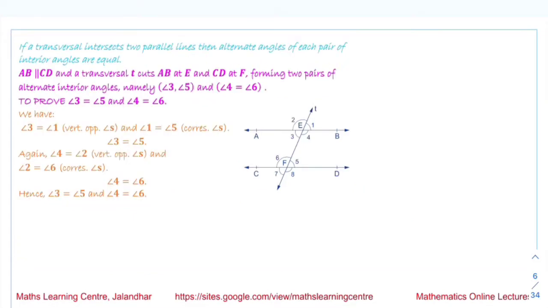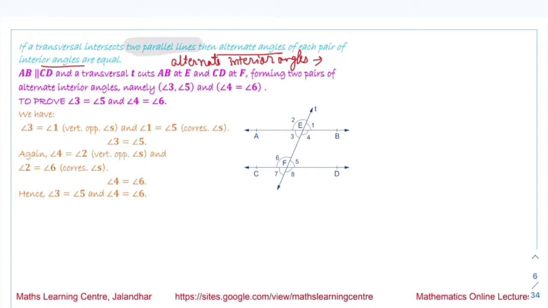The previous result was an axiom, we need not prove that. Now next is a theorem. If a transversal intersects two parallel lines, then each pair of alternate interior angles are equal. Again, this condition that the lines are parallel is very important over here, this holds only when the lines are parallel.